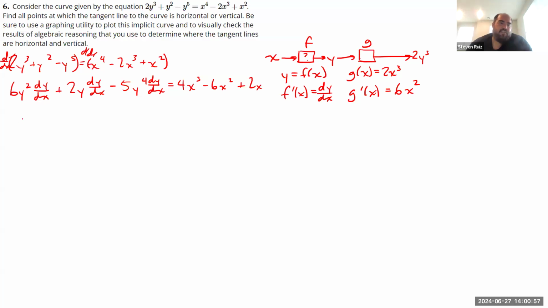So again, I want to solve for dy/dx. So where is this going to be true? First, I'm going to factor a dy/dx out of everything on the left-hand side.